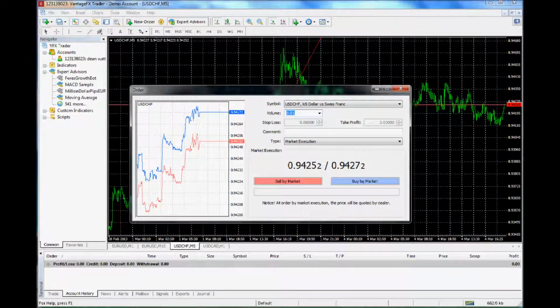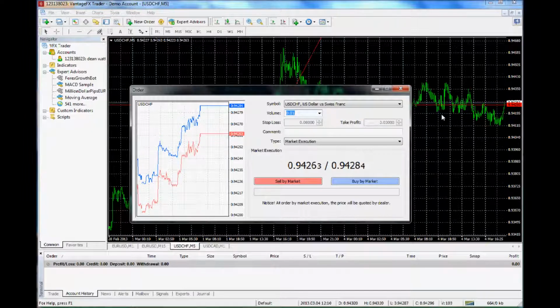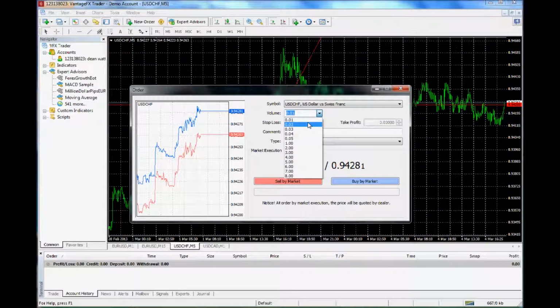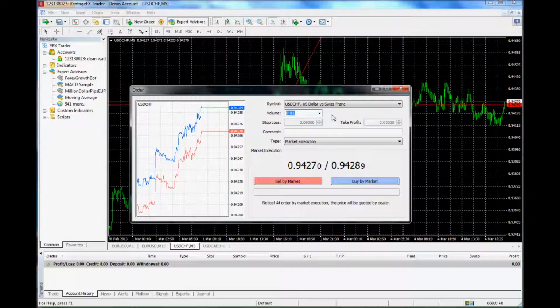In this video we're going to be looking at money management and how we can work out what lot size we need to use for our trading account. As we can see, we have our open market execution window, and here we have the volume, which is in standard lots. It gives us the ability to choose what lot size we wish to enter.